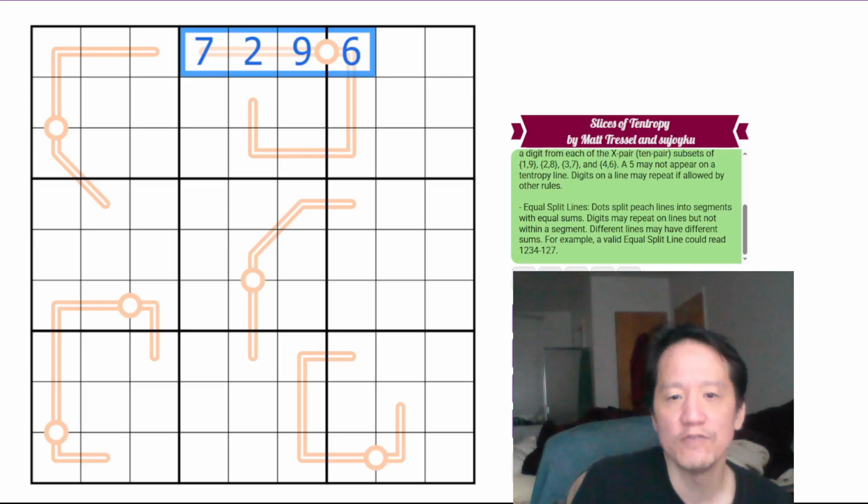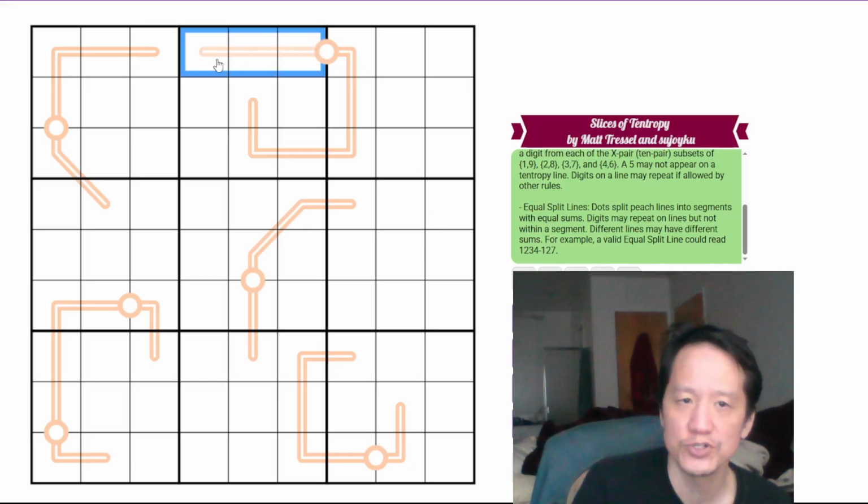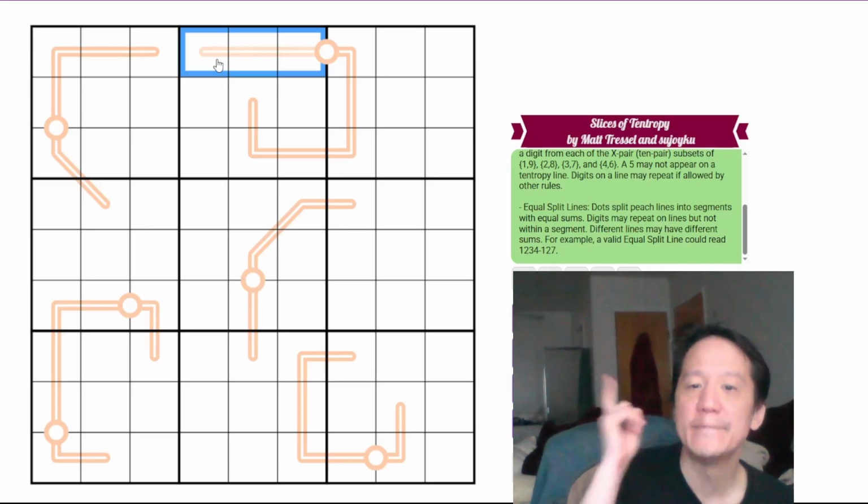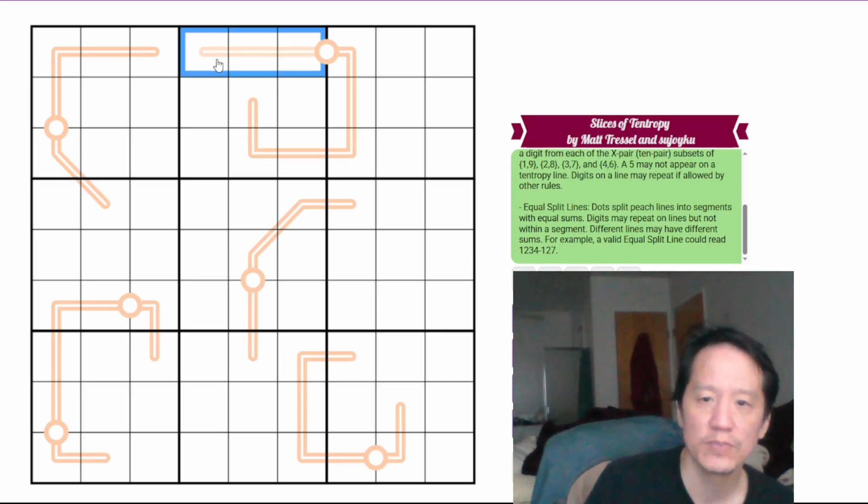We also have equal split lines, where dots split peach lines into segments with equal sums. Digits may repeat on lines, but not within a segment. Different lines may have different sums.